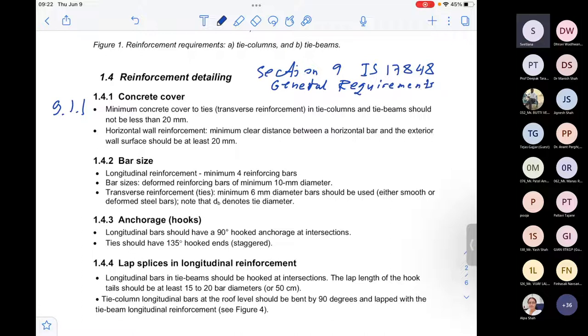Okay, so it says that the minimum concrete cover to ties should not be less than 20 millimeters. So the requirement is greater than or equal to 20 millimeters to ties, to transverse reinforcement. Horizontal wall reinforcement, minimum clear distance between the horizontal bar and the exterior wall surface, at least 20. So anyways, 20 millimeter is the number that you need to remember in terms of the cover.